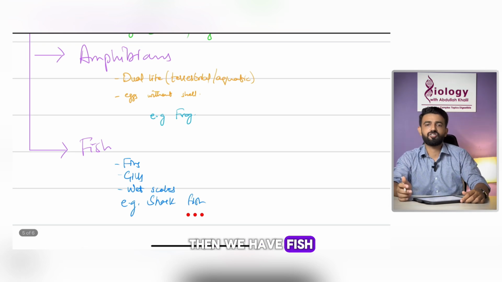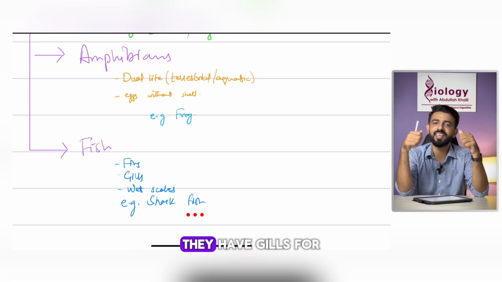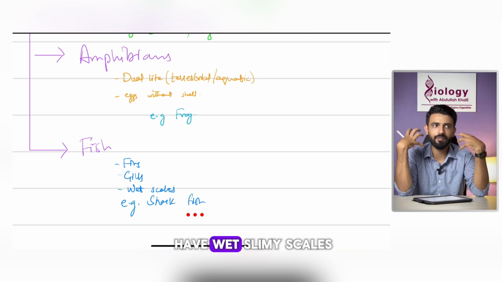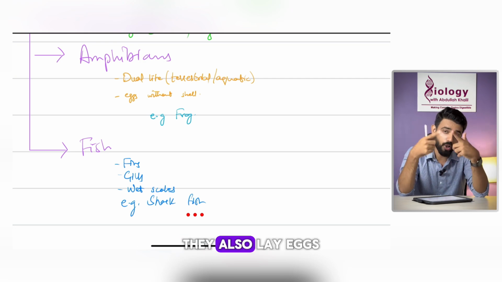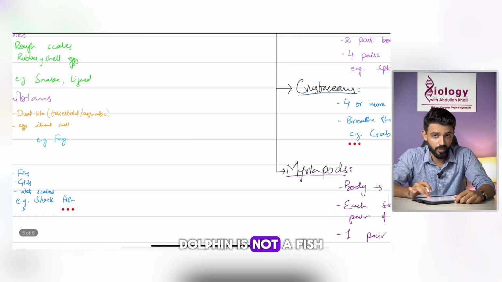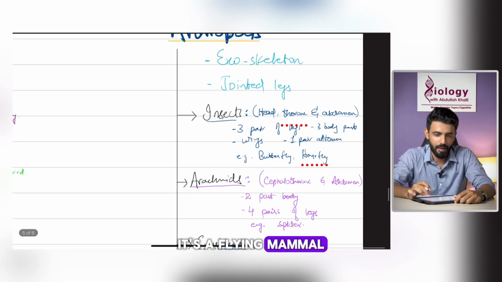Then we have fish. Fish are the organisms that have fins for swimming, they have gills for breathing, they live underwater, they can swim, they have red slimy scales on their body. They also lay eggs without the shell. Example, shark. Dolphin is not a fish, dolphin is a mammal. Bat is also a mammal, it's a flying mammal, it's not a bird.